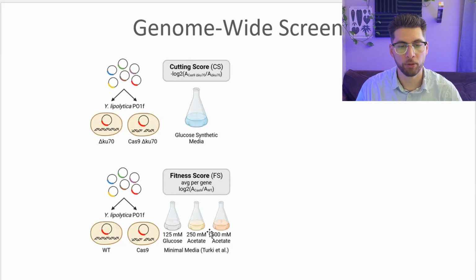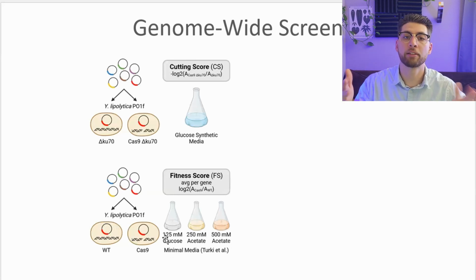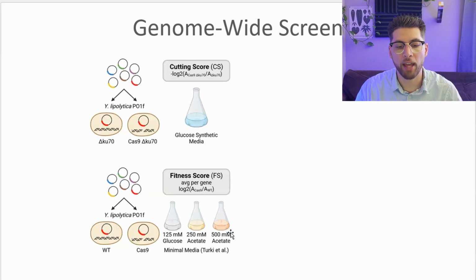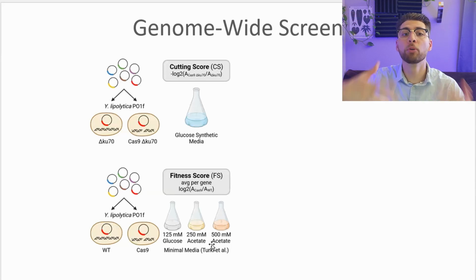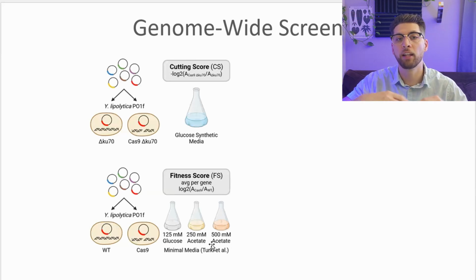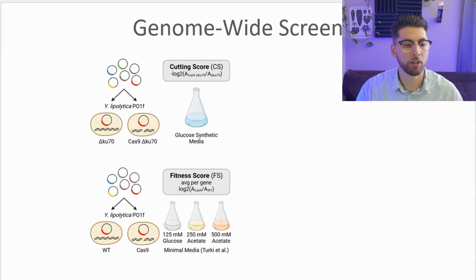But in this paper, we did it in acetate media too. So in glucose media, a low fitness score we would call an essential gene. And then in the acetate media, we might be able to pull out some high fitness score genes that actually improve growth in acetate, so that industrially, when we want to feed our yeast acetate, maybe knocking out a particular gene would improve growth, right?